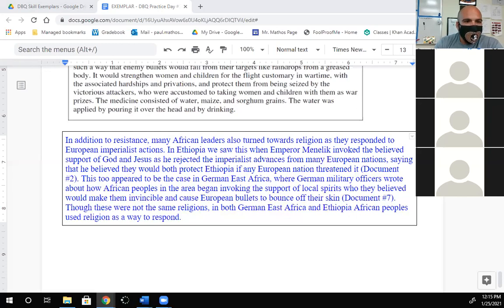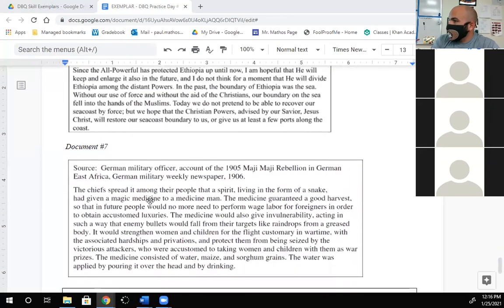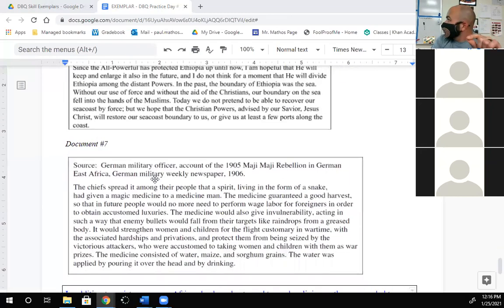Oh, wait a second. I think you messed up with document 7 there, Shaya. This wasn't in the German military, but it was this last document. This is why reading carefully is important. This last document is an account of a German military officer, but it's talking about what the Africans were doing. So that's a little different. You kind of get what I'm saying there, Shaya? So a little messed up on that last document right there.